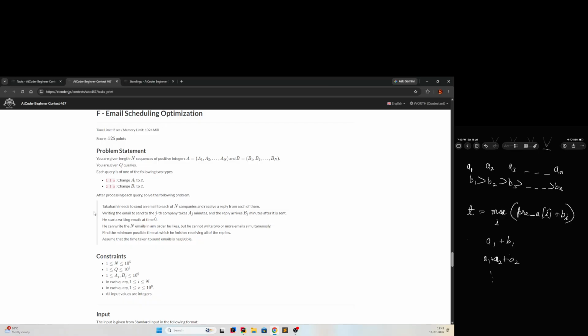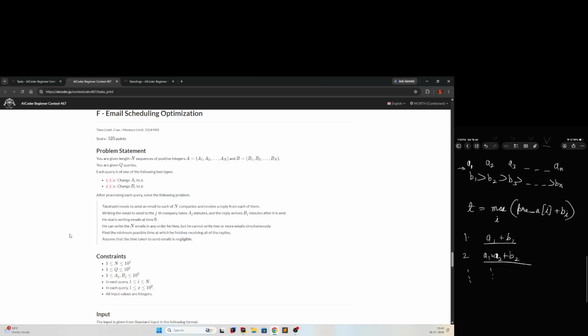So this is the time for the first one, the second one, and so on. And the maximum of these is going to be our answer, the minimum possible time. To minimize this time, we chose this order basically. Okay, so this is the main idea.